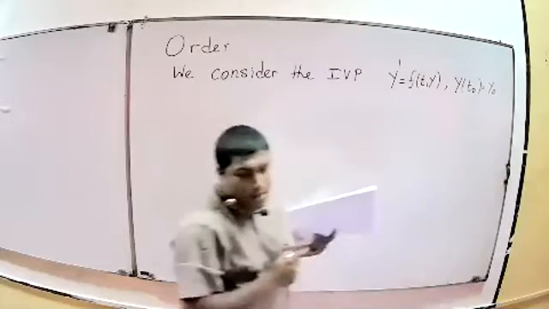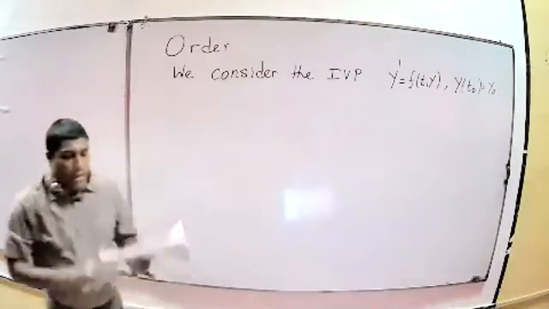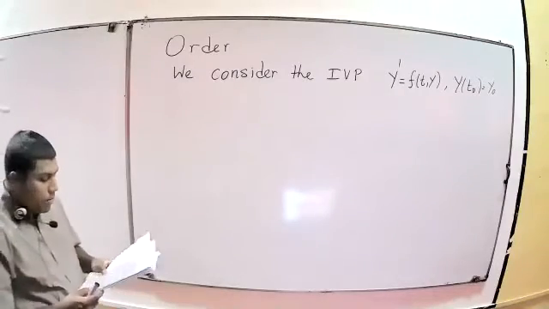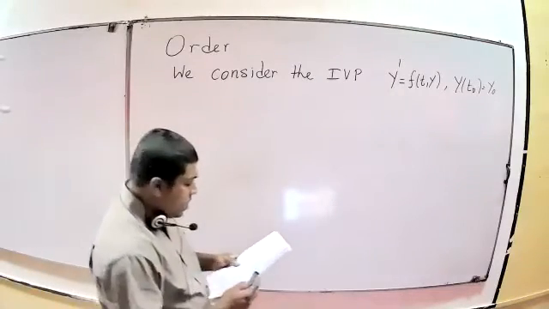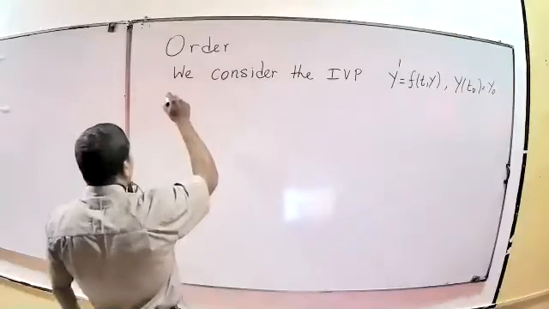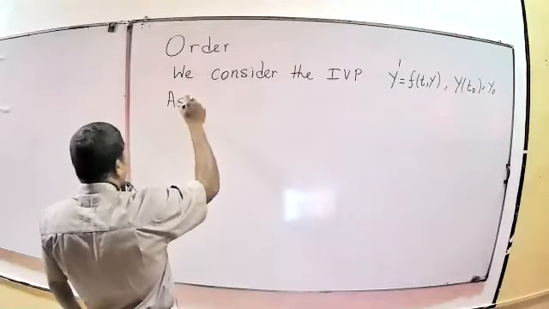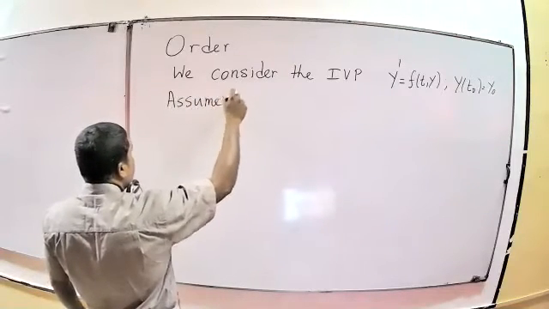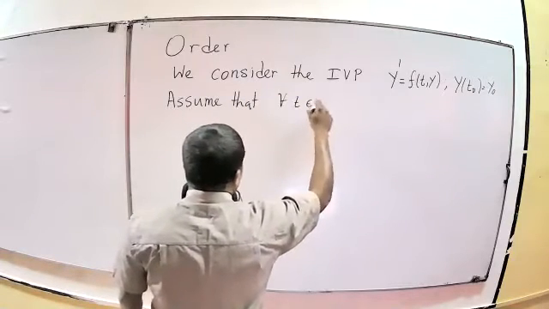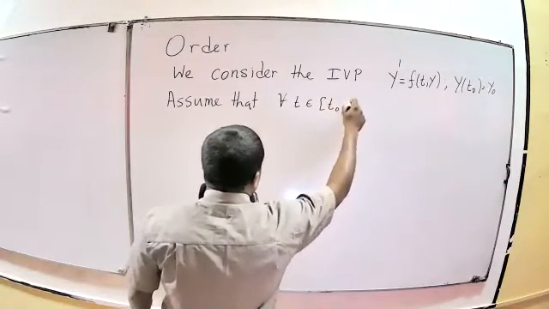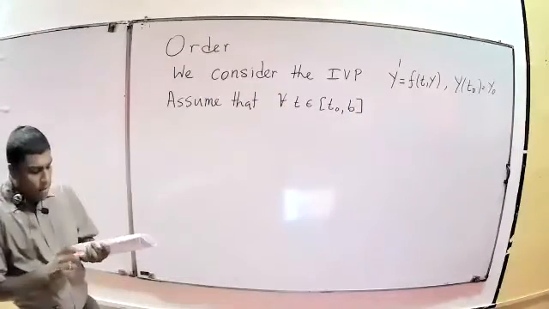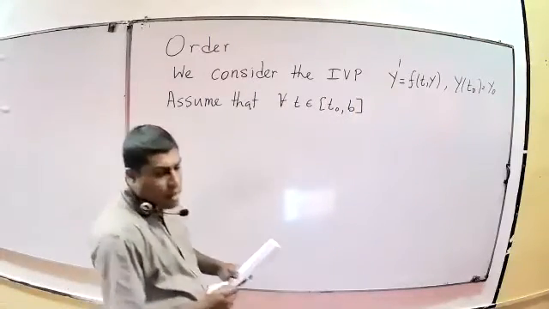This is the initial value problem which we always consider. Let's say that is the initial value problem which is associated here. Then you obviously know that you consider the time t in an interval t naught to b.